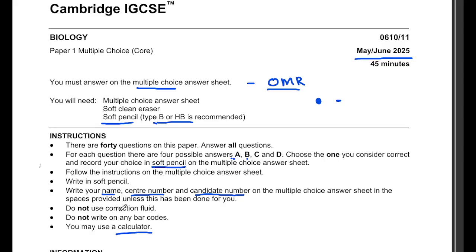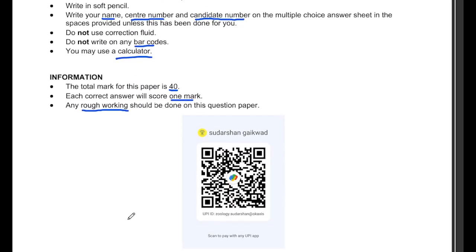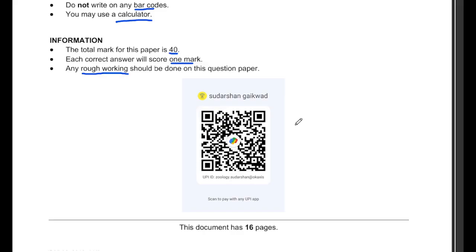Now, to check the name and candidate number and all, do not use correction fluid. Do not write anything on the barcode. You may use a calculator, and very important, you can do the rough work at the end of the paper, right? This is the QR code. I'll tell you at the end of this video the purpose of the QR code.